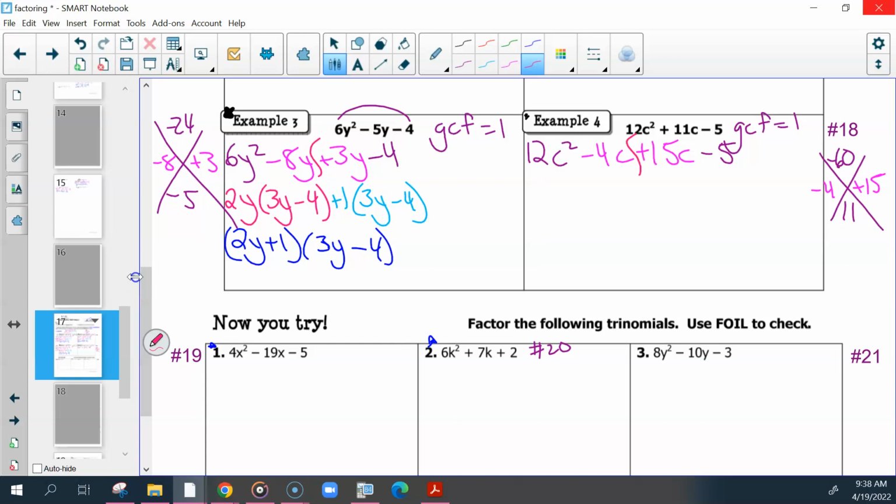What would the GCF of the first two be? 4c. What would be left? 3c minus 1. What would the GCF of the second two be? Plus 5, which would leave us with 3c minus 1. Would it be negative 30? No.